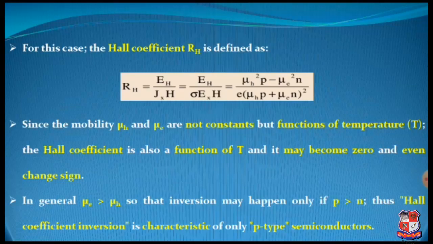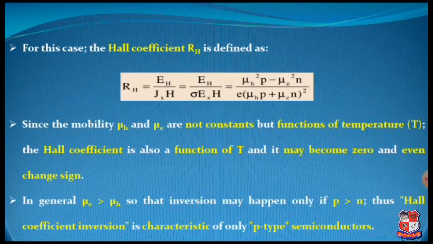Since the mobility of holes and electrons, that are mu h and mu e, are not constants, but both these values are varying with the temperature. So these are the functions of temperature, capital T. The hole coefficient is also a function of temperature, and it may become zero and even change the sign, from positive to negative charge carriers.